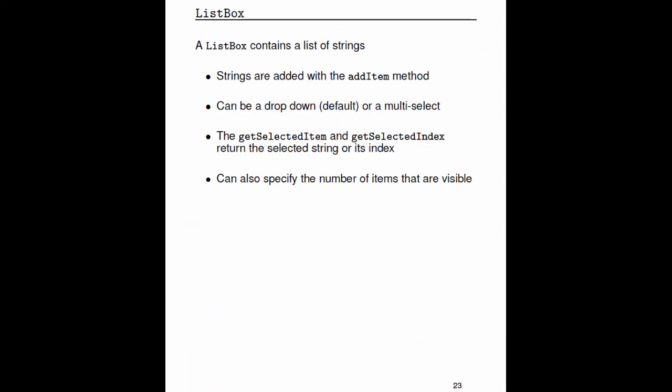A list box is basically a list of strings, and you can add strings to a list box with addItem, and you can configure whether or not it is a drop-down or a multi-select. And then when you want to find out what the user has selected, you can invoke methods on it such as getSelectedItem and getSelectedIndex. And you can also specify how many of the items in the list are visible at any given time.